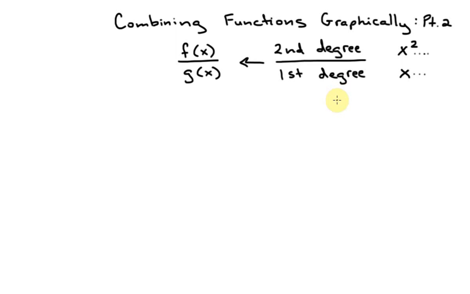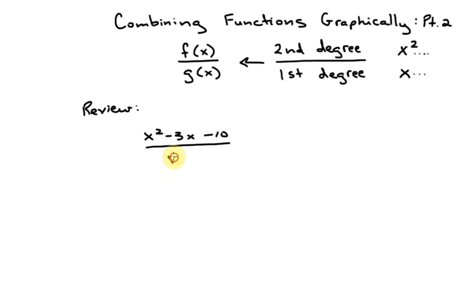If we're just looking at the graphs, how can we determine what the resulting division of the two functions is going to look like? So let me just review a little bit here. This will be a brief review. What if we had one that looked like this?